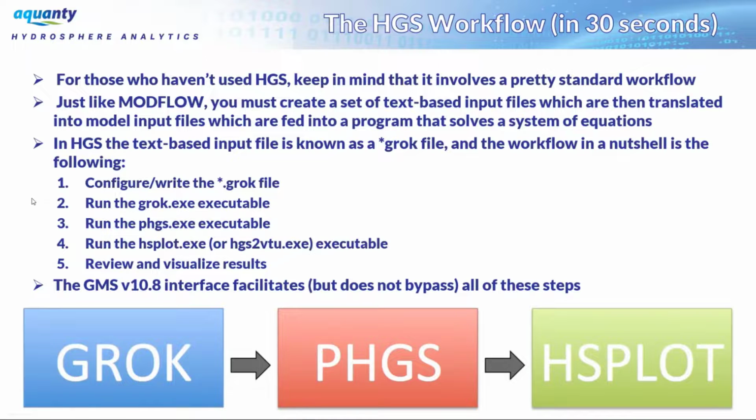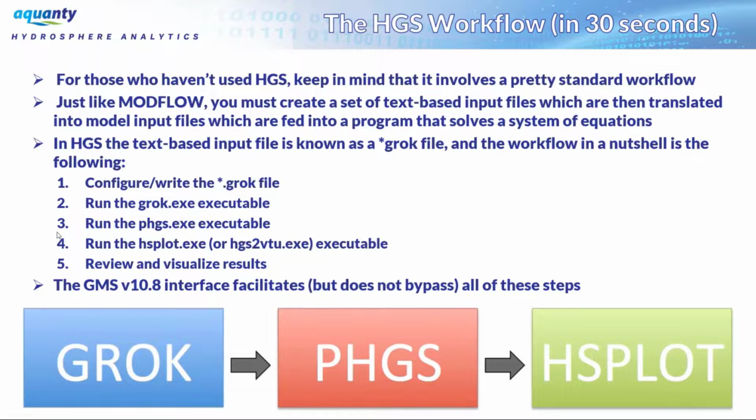But in HydroGeoSphere, what we would typically do is create a text-based input file. It's known as a grok file, and that grok file is a simple ASCII text file. It's human readable. We would then run a model preprocessor called grok.exe that reads the grok file, executes all of the commands found within it, and prepares the system of equations to be solved. The next step is to run PHGS, and then traditionally we would run one of two programs, HSPlot or HGS to VTU, which would reformat model outputs for visualization.